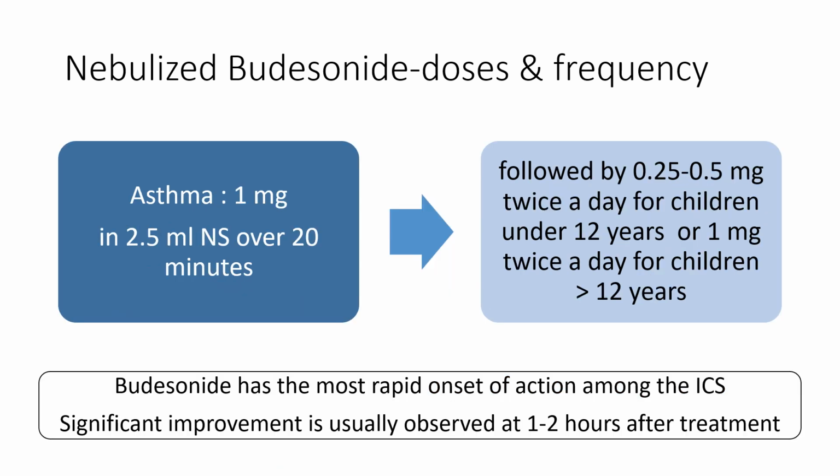What is the dose of nebulized budesonide in asthma? We have to give 1 milligram in 2.5 ml normal saline over a period of 20 minutes, and this should be followed by 0.25 to 0.5 milligram twice a day nebulization in a baby less than 12 years old, and 1 milligram budesonide twice a day in a child more than 12 years. Budesonide has the most rapid onset of action among all inhaled corticosteroids, and significant improvement is usually observed 1 to 2 hours after treatment with inhaled budesonide.